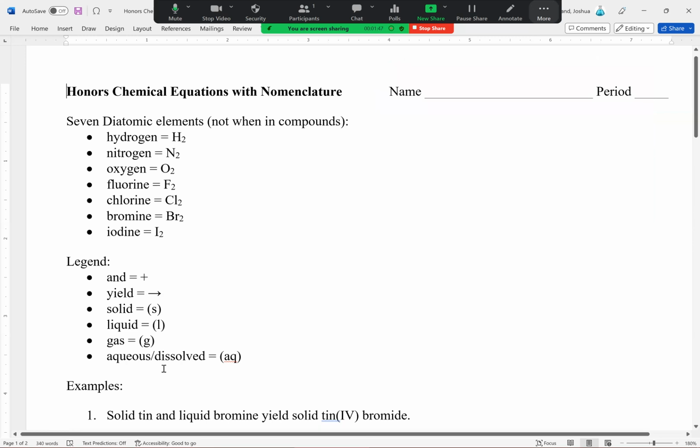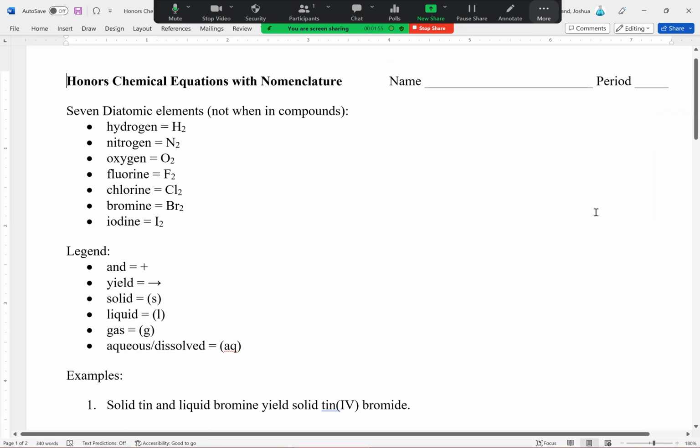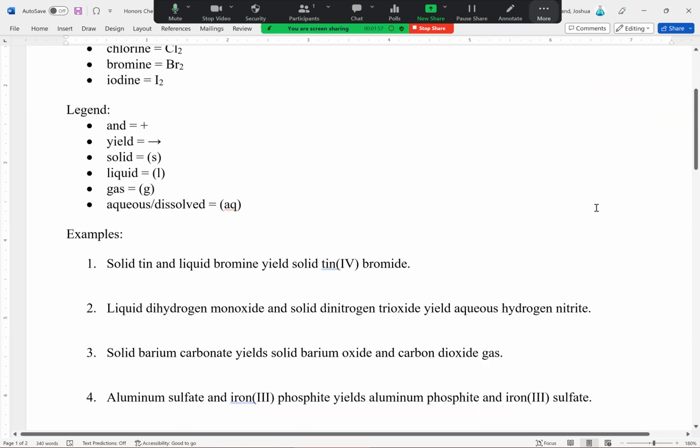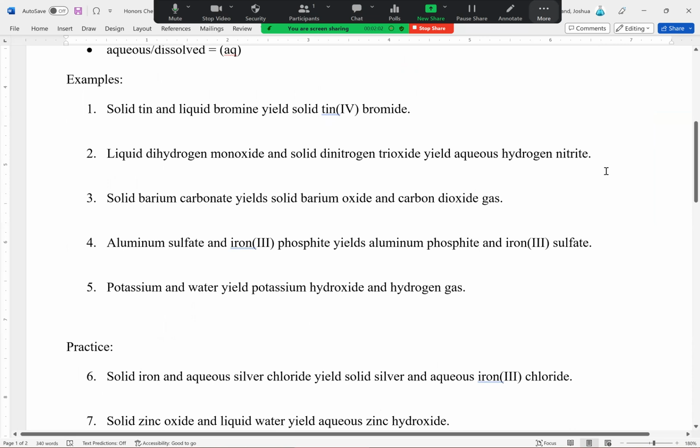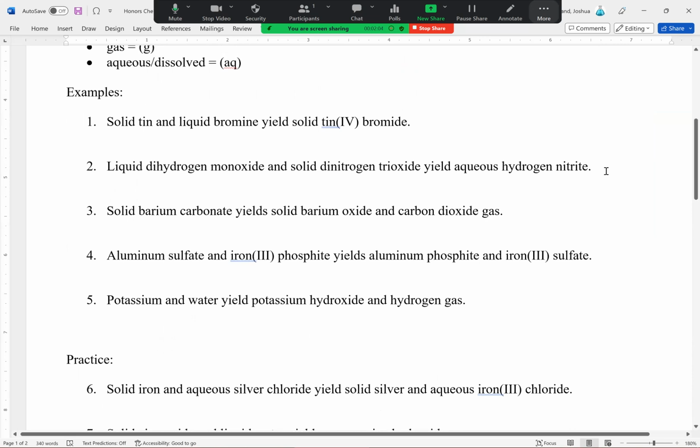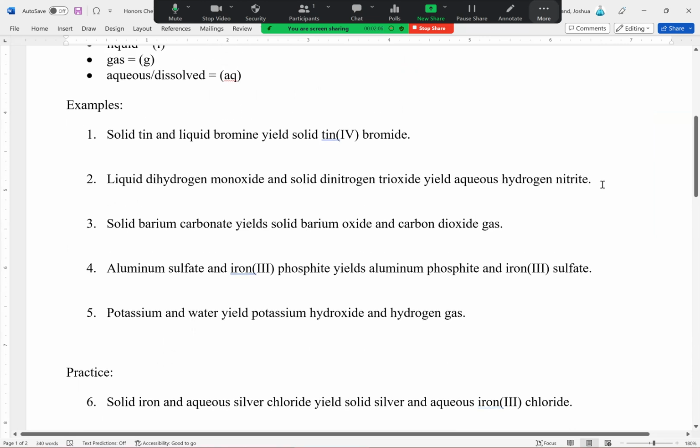At the top is some very important information to introduce to you. And I'll be coming back to these lists every so often. What we're going to do is these 5 examples, and I hope you have something erasable because that would be super helpful as we go through these examples together.